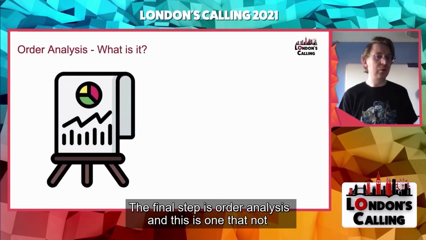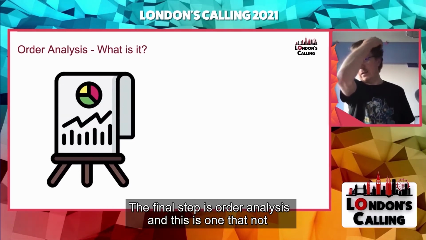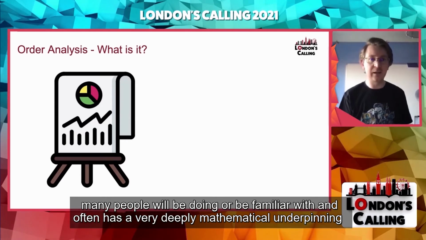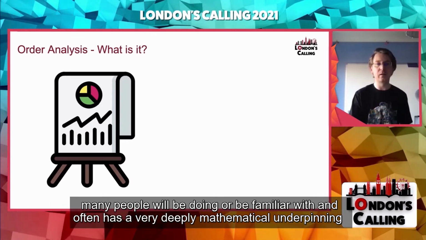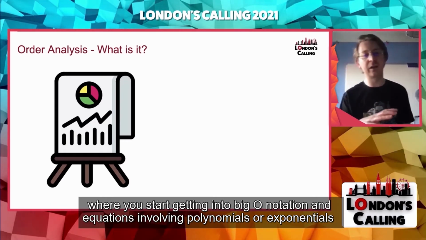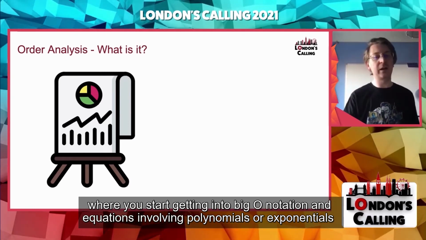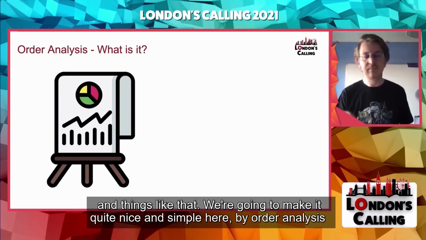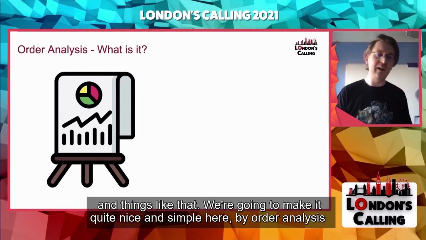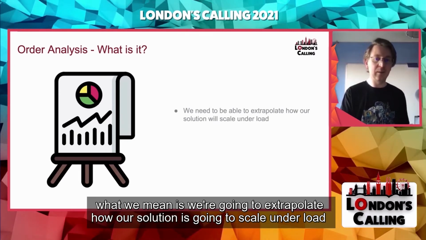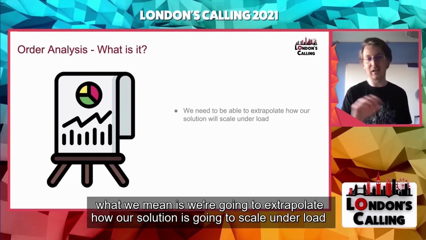The final step is order analysis. And this is one that not many people will be doing or be familiar with, and often has a very deeply mathematical underpinning where you start getting into big O notation and equations involving polynomials or exponentials and things like that. We're going to make it quite nice and simple here. By order analysis, what we mean is we're going to extrapolate how our solution is going to scale under load.